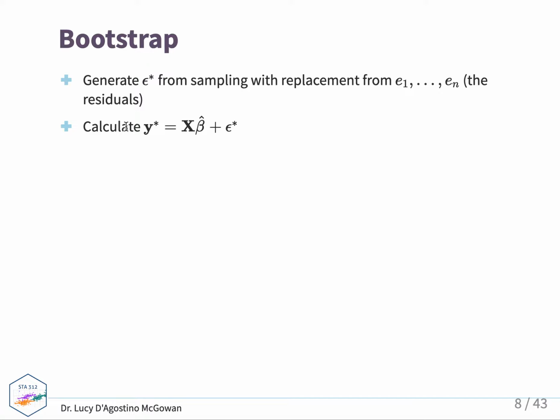So we're using these new generated error terms that were sampled from the residuals. And then we're going to compute beta hat star from our data X and our new Y star. This is our estimate, our function of this sampled population that we're interested in.